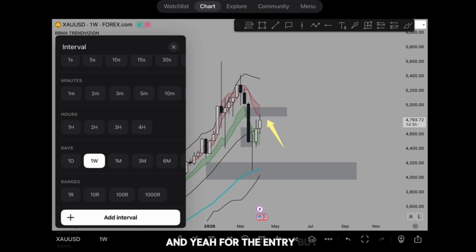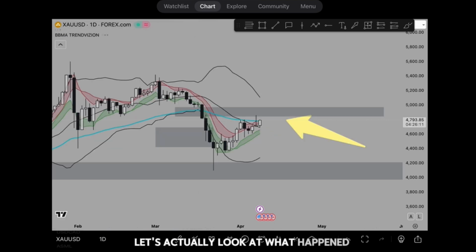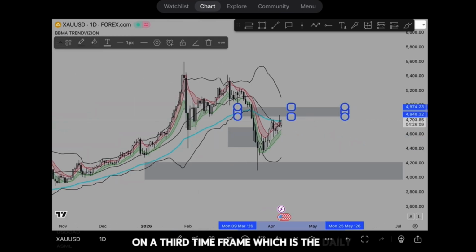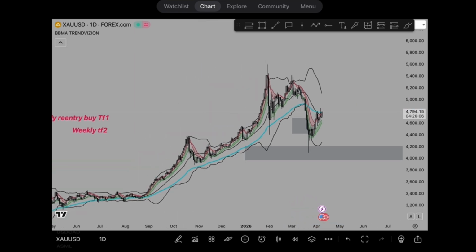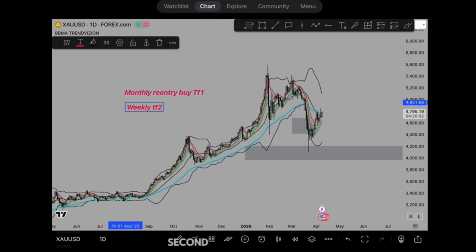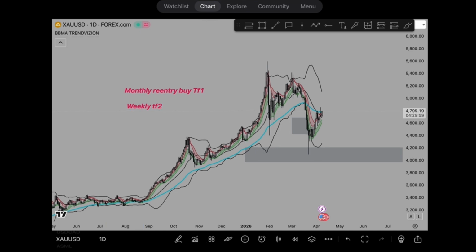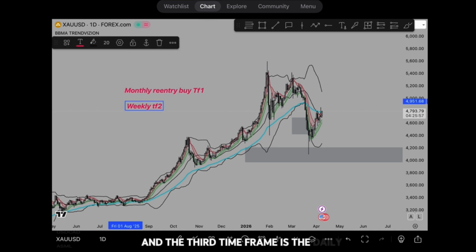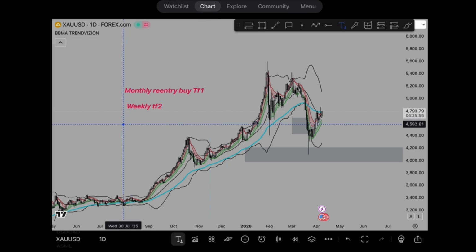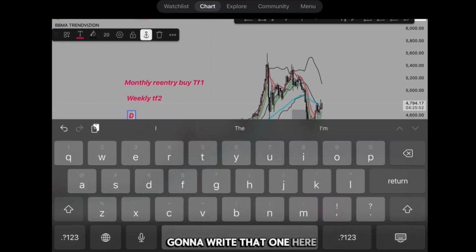And yeah, for the re-entry buy, let's actually look at what happened on a third time frame, which is the daily. So the first time frame monthly, second weekly in this case, and the third time frame is the daily. I'm gonna write that one here.